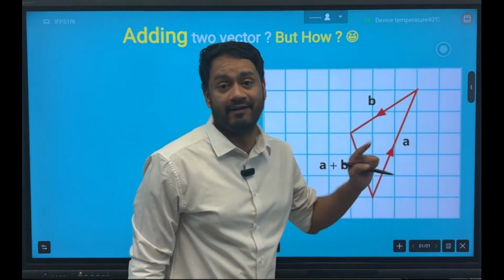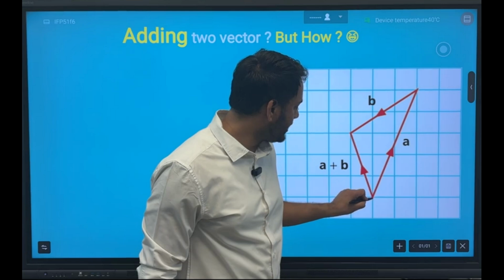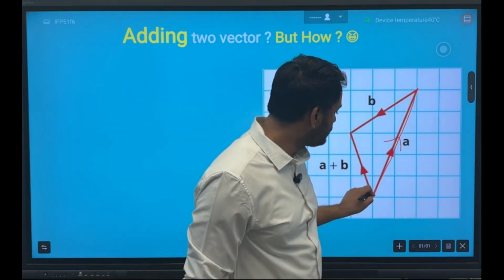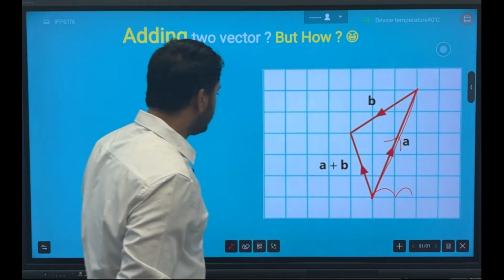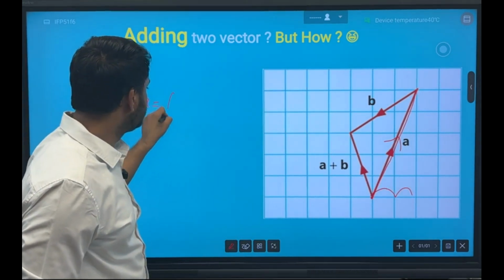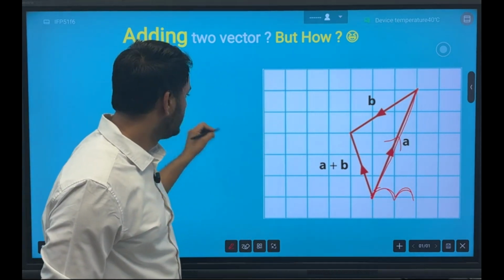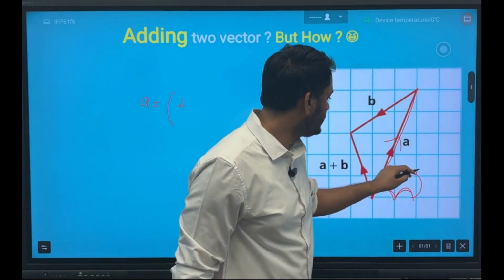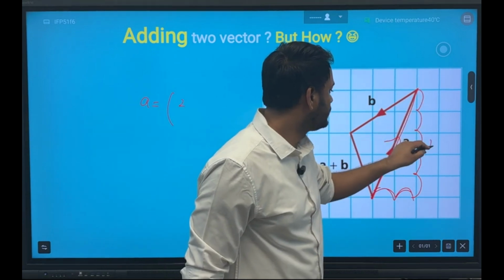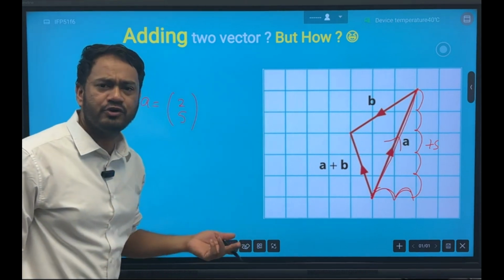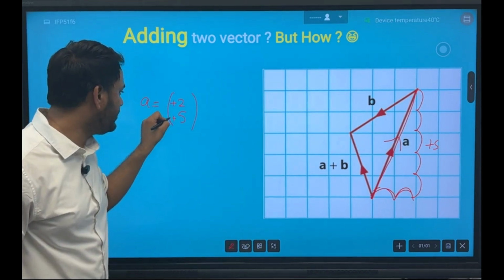First, you need to write the a vector. Now, how will you write a vector? A vector starts from here and goes in this direction, right? So for the a vector, I will write 1 and 2. So vector a is 1 and 2. So it is 2, and it is 1, 2, 3, 4, 5, so positive 5. For positive, you don't need to mention positive signs. If you want to write, you can write.